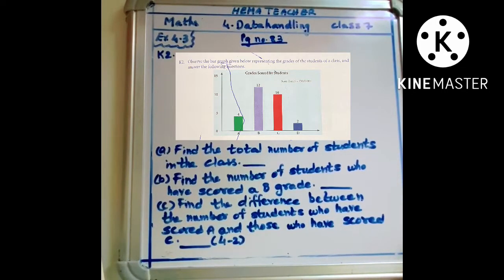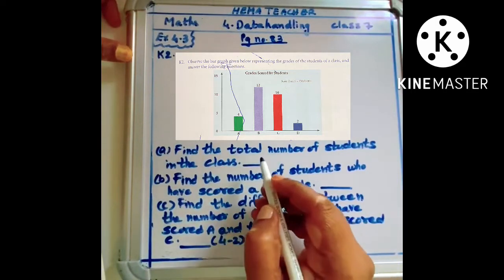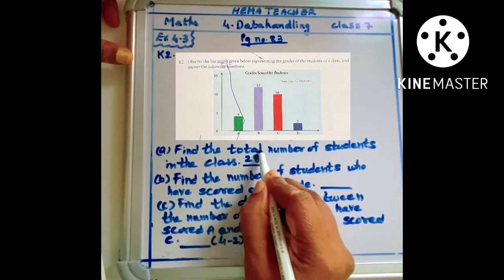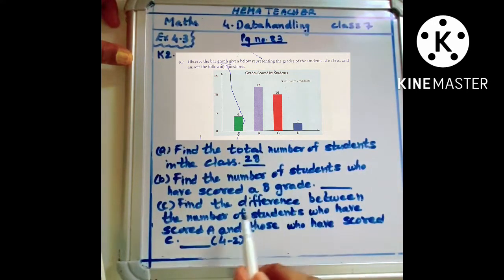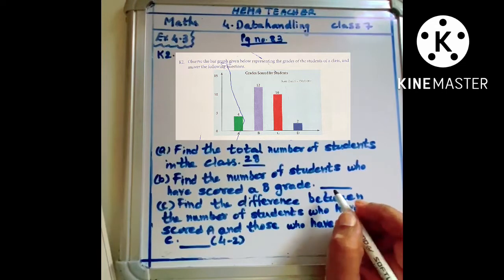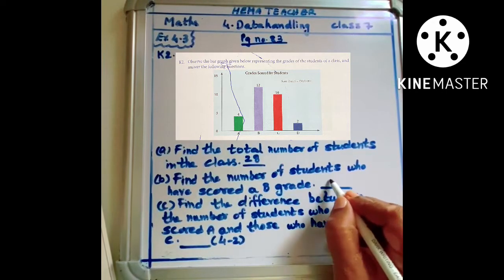Q2, A: find the total number of students in the class. How many students are there? There are 28 students. B: find the number of students who have scored a B grade. How many students got B grade? There are 12 students.